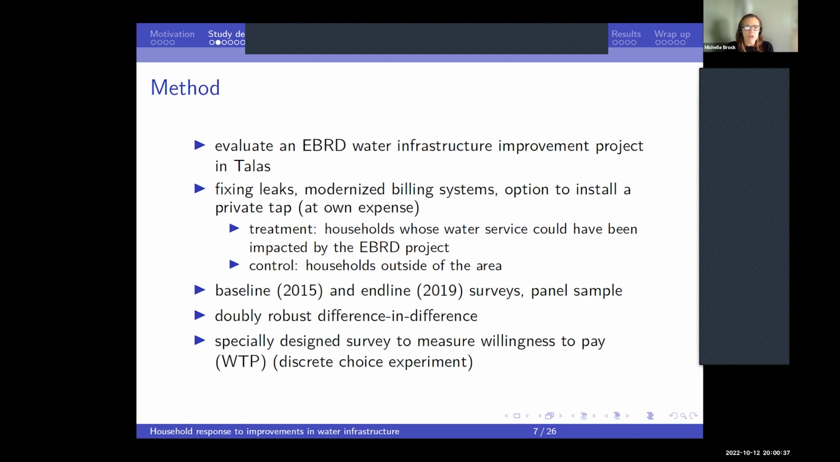The project involved fixing leaks and modernizing billing systems, and then also giving households the option to install a private tap, but the installation was at the household's own expense. Due to some issues with comparability between the treatment and control groups, we're going to use a doubly robust difference in difference technique, which I'll talk about in more detail in the coming slides. And another important contribution of our work is how we measure willingness to pay, and the fact that we're going to look at it over time. This is an innovation in the literature.